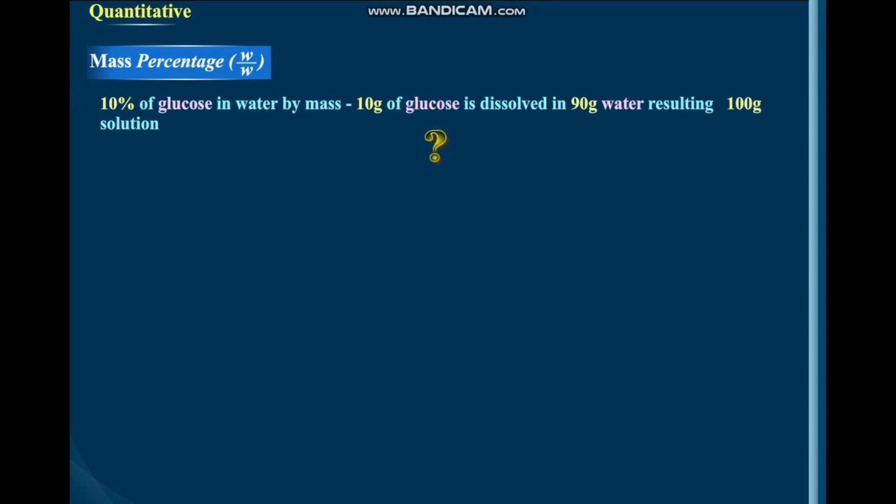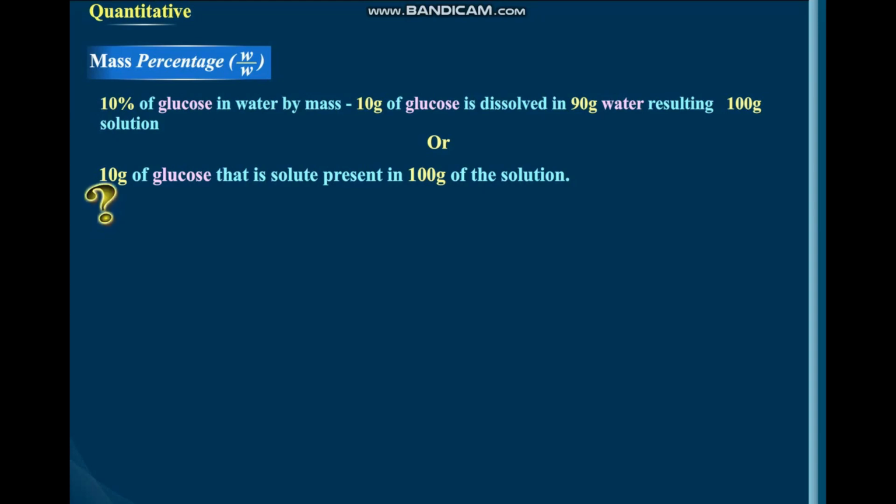10% of glucose in water by mass means 10 grams of glucose is dissolved in 90 grams of water, resulting in 100 grams of the solution. Before going to the definition of mass percentage: 10 grams of glucose, the solute, is present in 100 grams of the solution. So the meaning of this is that 10 grams of glucose, the mass of the solute, is present in 100 grams of the solution.